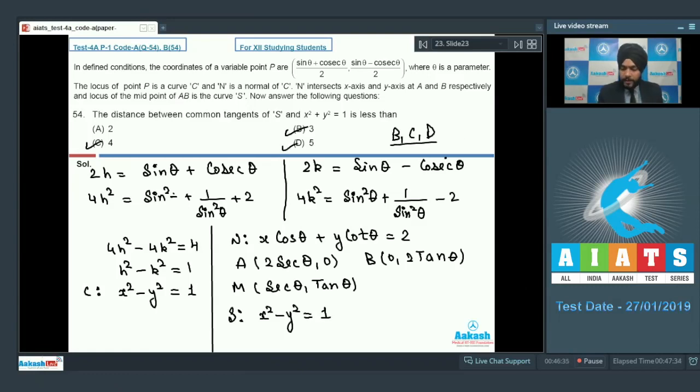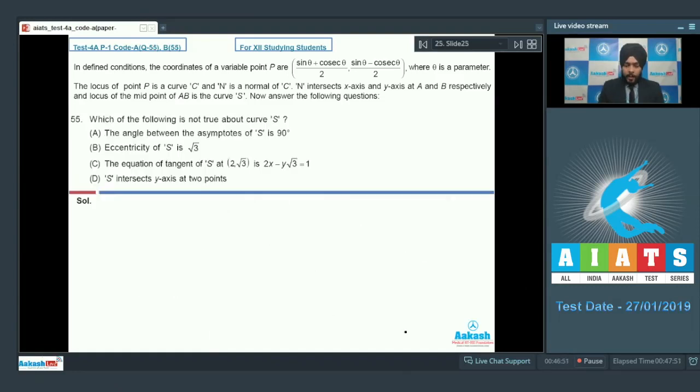Okay. Let us move on to the next part, that is 55. Again, we have to tell which of the following options are not true about the curve S. So S is the rectangular hyperbola, x square minus y square equals 1. Angle between asymptotes is definitely 90 degrees, so it is true. That means it is not my answer. Eccentricity is root 2. That means B is wrong, so it will be my answer.